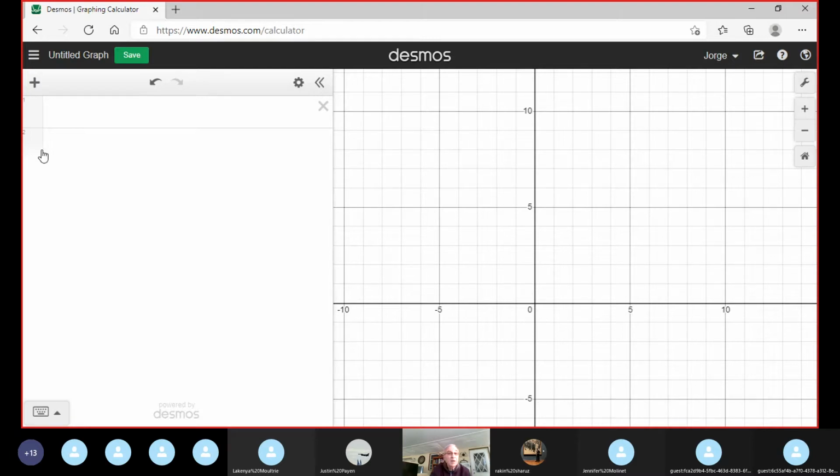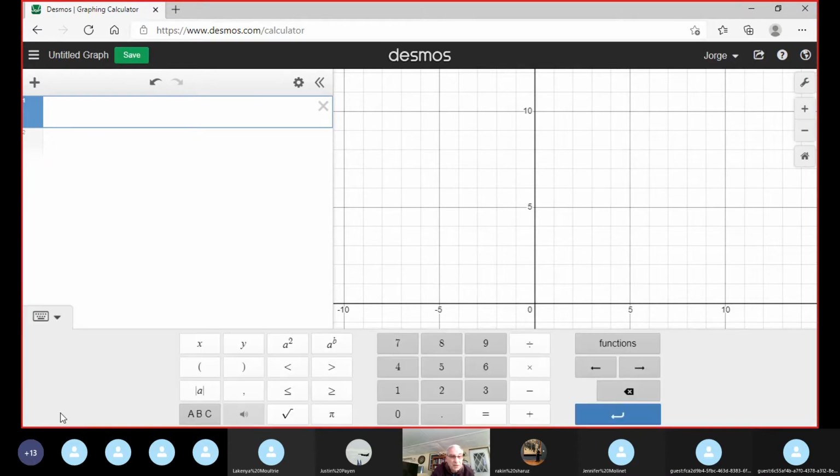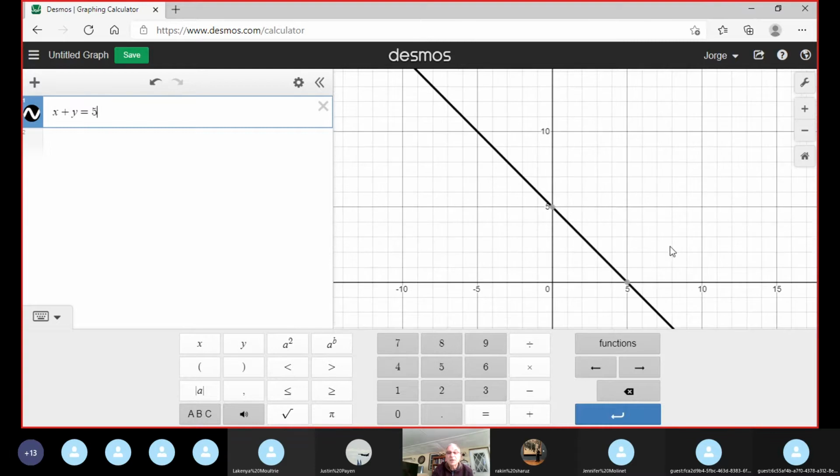In this line, in this arrow, I copy the equation. What is my first equation? Desmos is fantastic because it has a special keyboard, and you have the variable, the power, the arithmetic symbols, the function, and so on. We're discussing everything in due time. You put x plus y equal 5. I copy my first equation, and this is my first line.